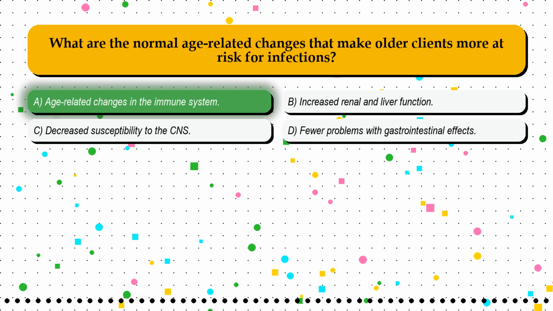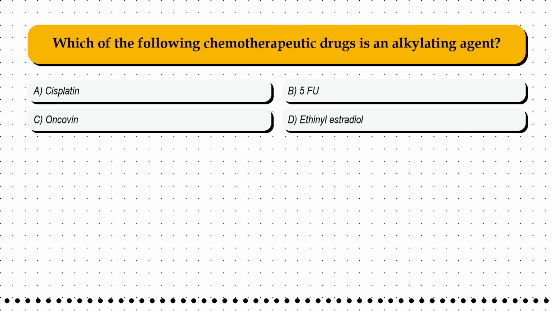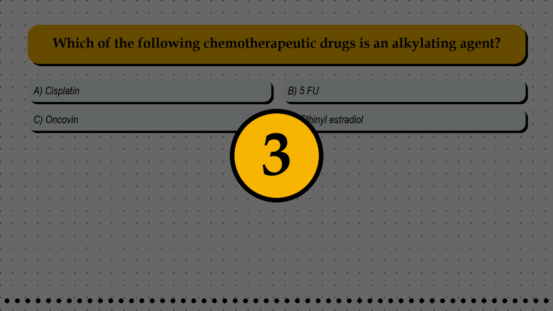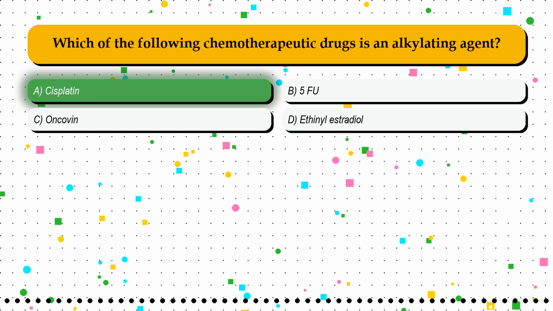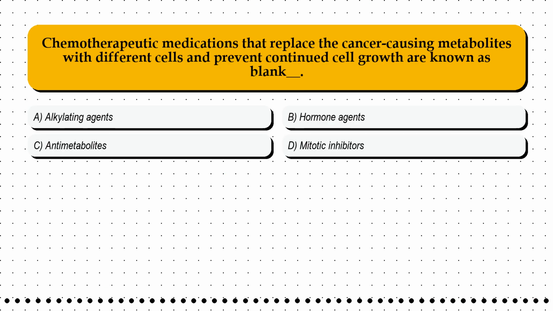The correct answer is option A, age-related changes in the immune system. Question 192. Which of the following chemotherapeutic drugs is an alkylating agent? Option A, cisplatin. Option B, 5-FU. Option C, Oncovin. Option D, ethinyl estradiol. The correct answer is option A, cisplatin.